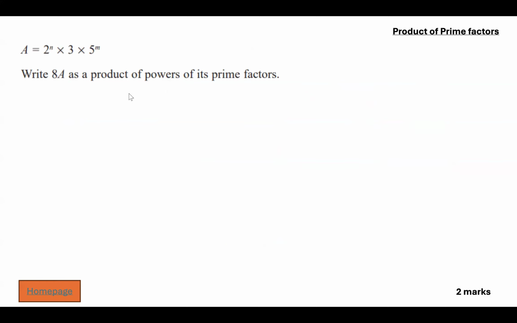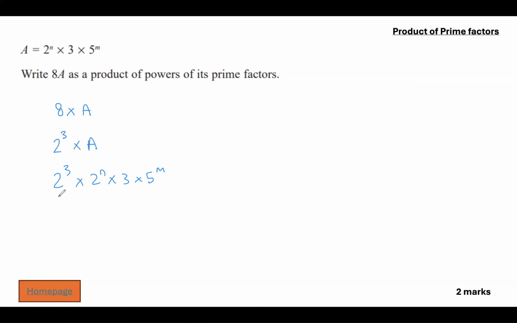Now this one says express 8a as a product of its prime factors. If we have a think about this, well, 8a means 8 times a. So 8 as a product of its prime factors will be 2 cubed. So what we're doing is saying 2 cubed multiplied by a. Well, we know a is 2 to the power of n times 3 times 5m.